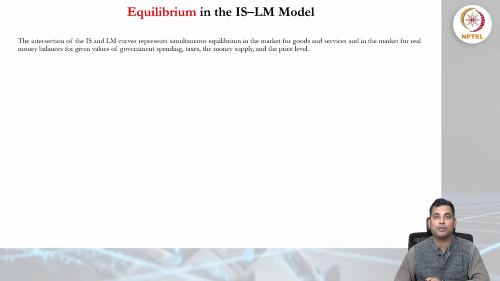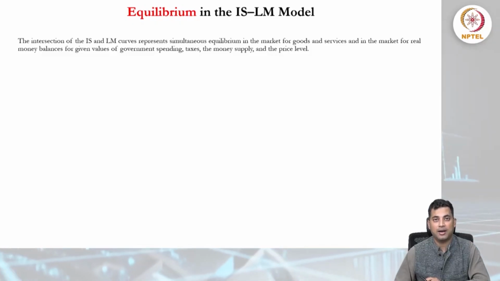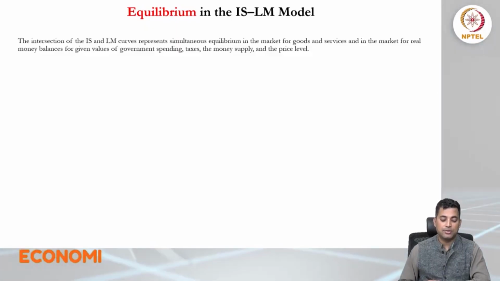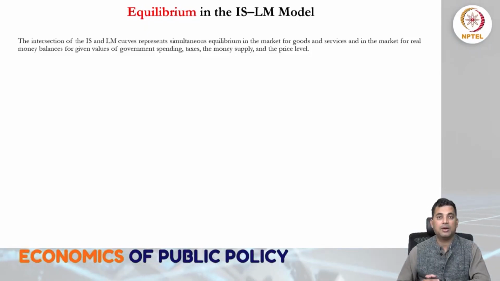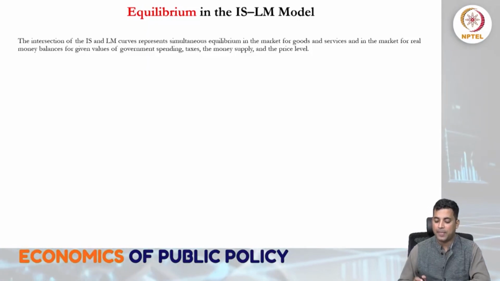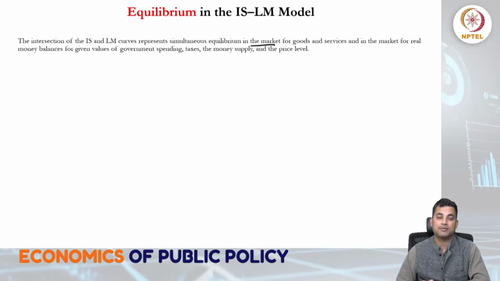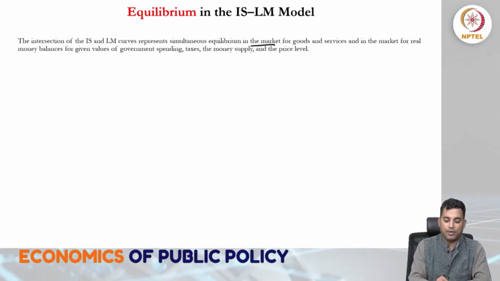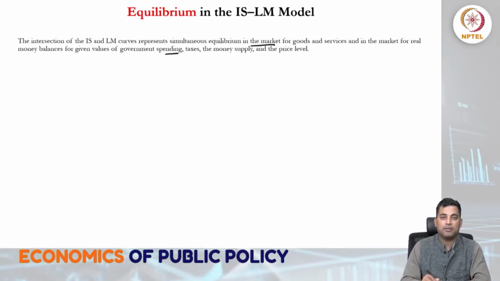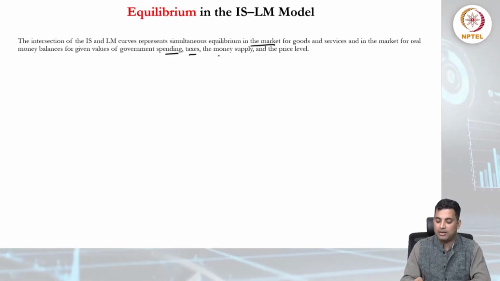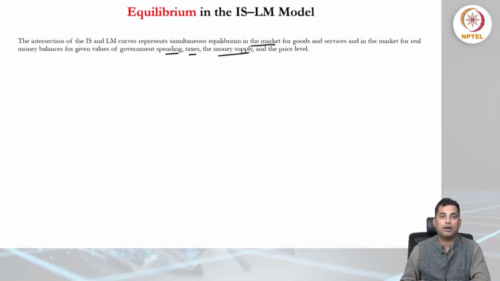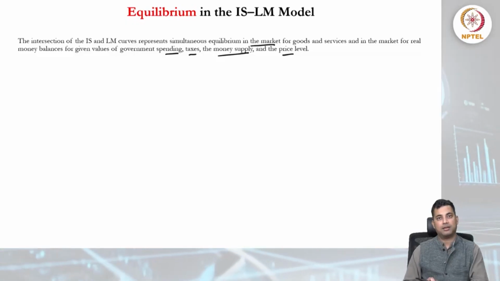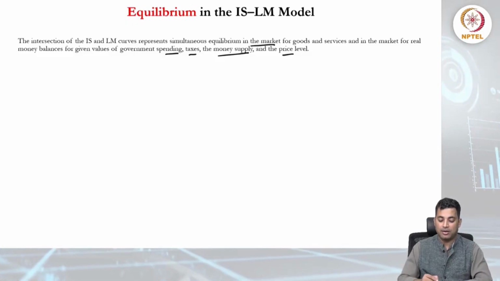So the money market cannot work in isolation, neither can the IS curve work in isolation as far as the market is concerned. The intersection of the IS and LM curves represents the simultaneous equilibrium in the market for goods and services for transaction purposes, and in the market for real money balances, for given values of government spending G, taxes T, and a fixed money supply, M^S/P, at a given price level. So this is what we are going to discuss now.